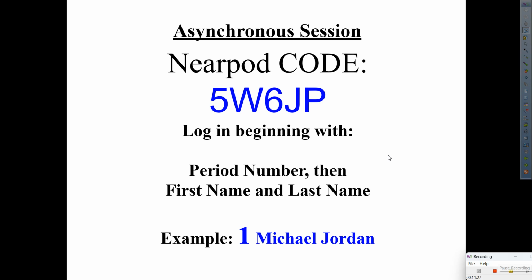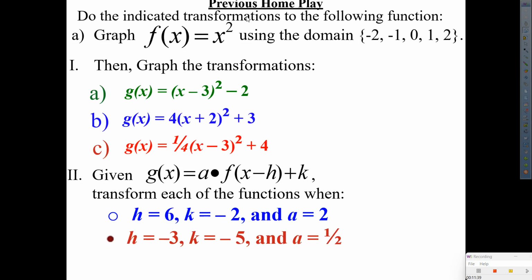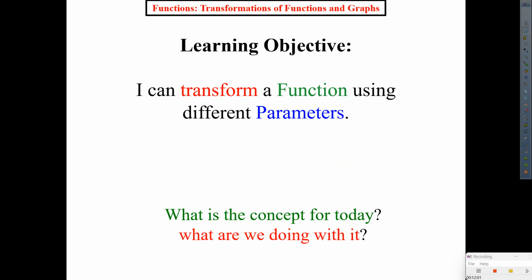All right? So, last night's home play were these 5. We're going to go over a couple of them together here in class to make sure we got it. And tonight's home play is these 5, or 1, 2, oh, it's only 3. What? Only 3? Come on, Q. I know, right? Anyways, here we go. I can transform a function using different parameters.